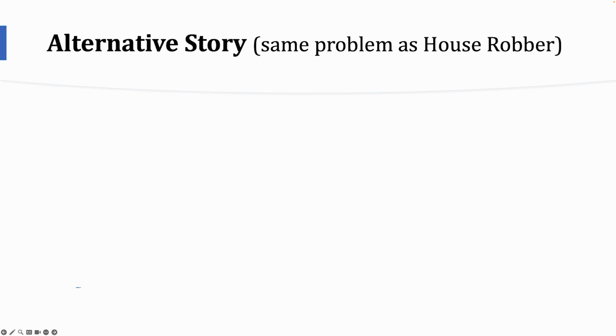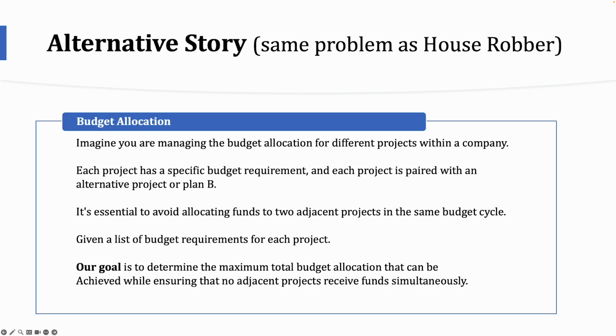In programming, there are a lot of common patterns that reoccur in the problems that you see, and you can always apply a similar approach or similar solution to similar problems, as long as you can recognize them in the first place. So let's see an example here. You might actually face this problem in your interview. Budget allocation. Let's say you're managing a budget allocation for different projects within a company.